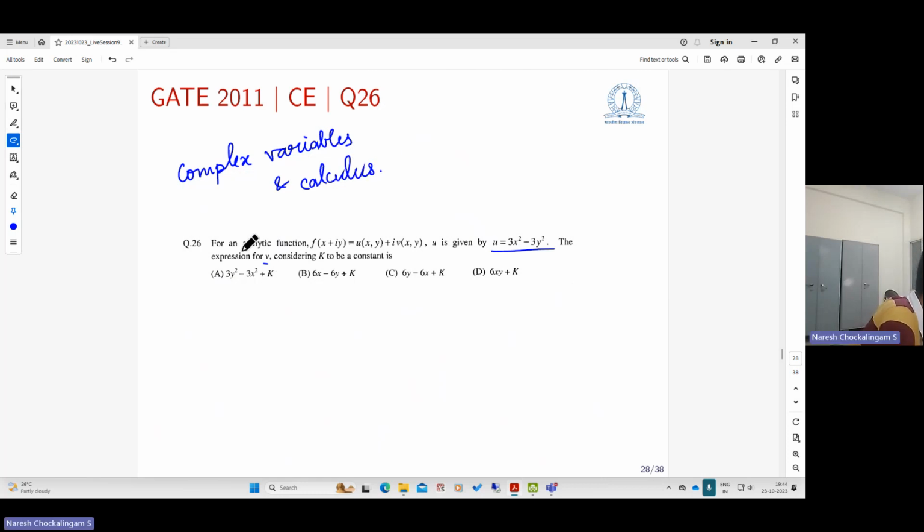We are given that the function is analytic. So if a function is analytic, it admits a Taylor series representation about the point x comma y. So given that the function is analytic, therefore f of x plus iy can be expressed as, so let z is equal to x plus iy.